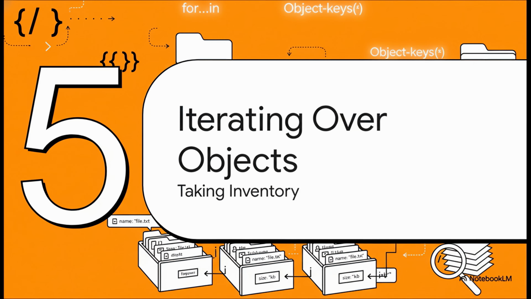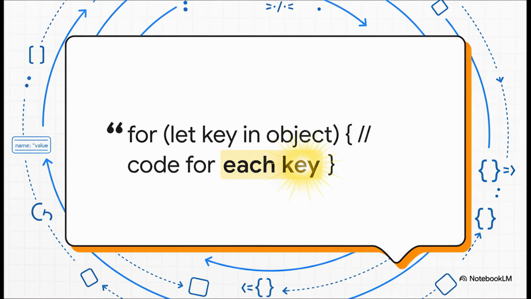All right, we're good at working with one property at a time. But what if you need to look at every single file in the cabinet? What if you need to take inventory? Let's see how that's done. For this job, JavaScript has a special tool called the for-in loop. It's built specifically for one purpose, to go through all the keys of an object one by one. The way it works is, for every property in the object, the loop runs once, and that variable, we're calling it key here, will hold the name of the key for that round.